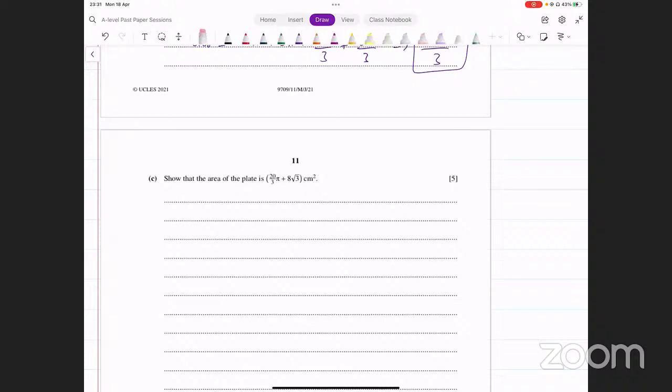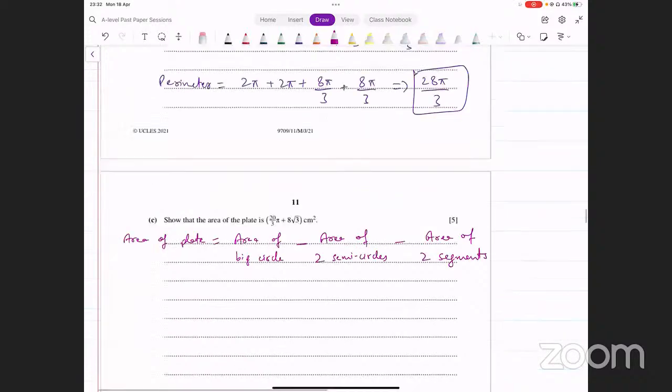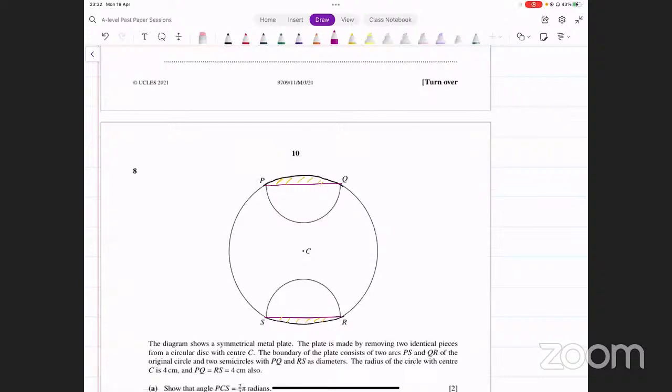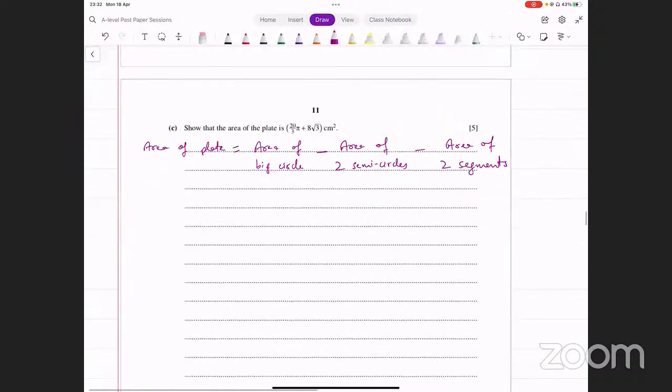The required area of the plate is basically equal to area of the big circle minus area of two semicircles. वो आपने semicircles minus करने हैं, minus the area of the two segments. वो जो दो segments मैंने यहाँ पे बनाए उनके areas का minus करना. ठीक है? अच्छा, big circle जो है उसका area क्या होगा?